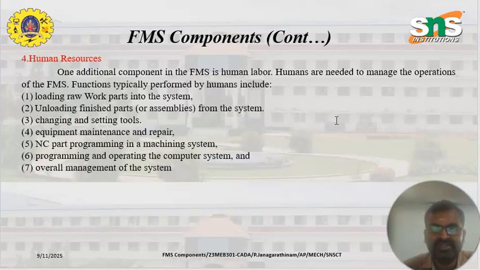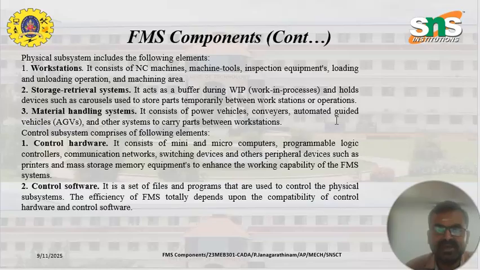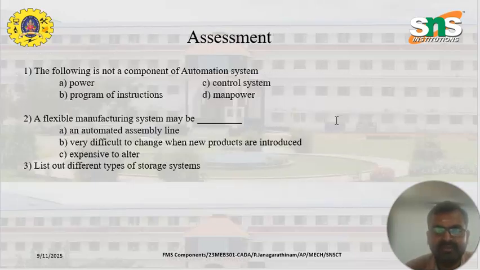So the next one is human resource. Highly skilled human laborers are used to operate the entire system: loading raw work into the system, unloading finished parts from the system, and changing or setting tools to develop the coding process. These are the human resources used. And these are the physical subsystems incorporated in our FMS, like workstations, storage and retrieval system, and material handling system, and we have to control both the hardware and software systems.